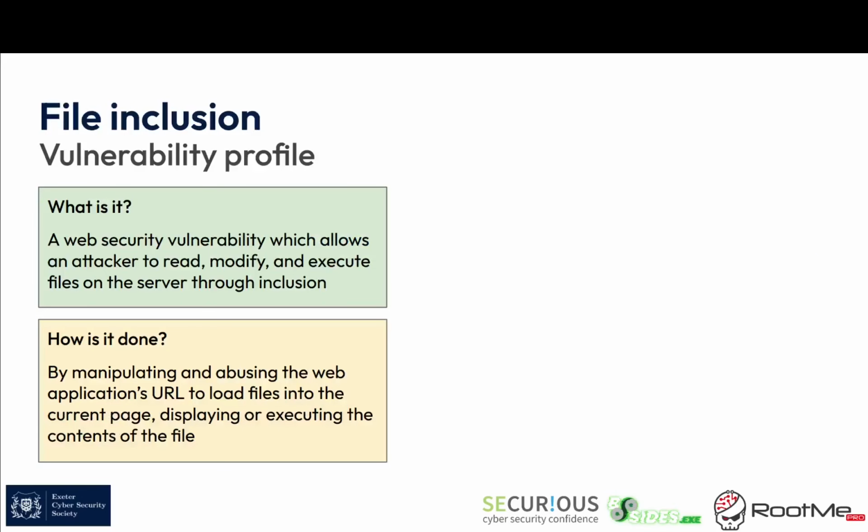Okay. File inclusion is a very similar vulnerability, but there is a key distinction from path traversal, and that is it allows an attacker to read, modify, and execute files on the server through inclusion. Whereas in path traversal you can just display and read the contents of a file, this one is even more dangerous because you can potentially execute certain contents of files on the web server by simply loading them through inclusion. And how is it done? Same thing: you manipulate and abuse the web application's URL to load files into the current page, displaying or executing the contents of the file.